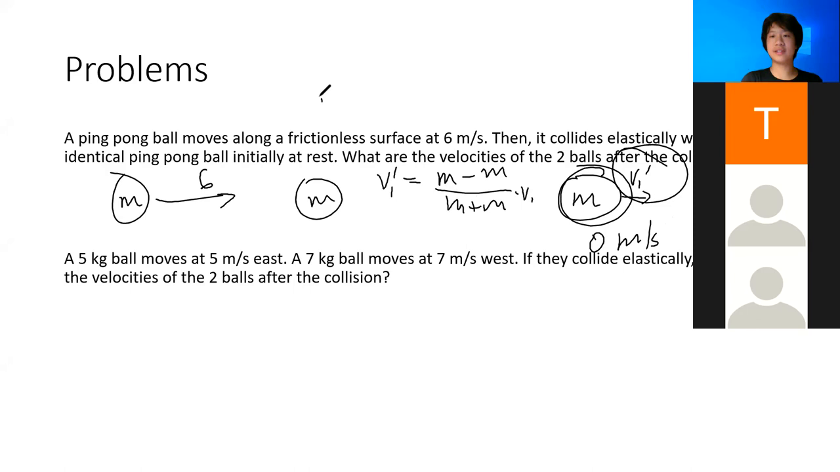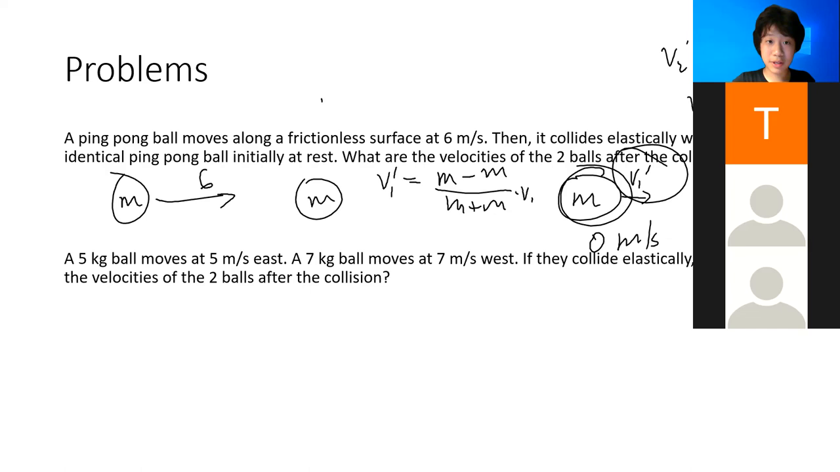Now for the second one, V2 prime is equal to 2 times m1 over (m plus m) times V1. Well, 2m over (m plus m) is just 1 because they're the same thing. So V2 prime equals V1. That means V2 prime is 6 meters a second.